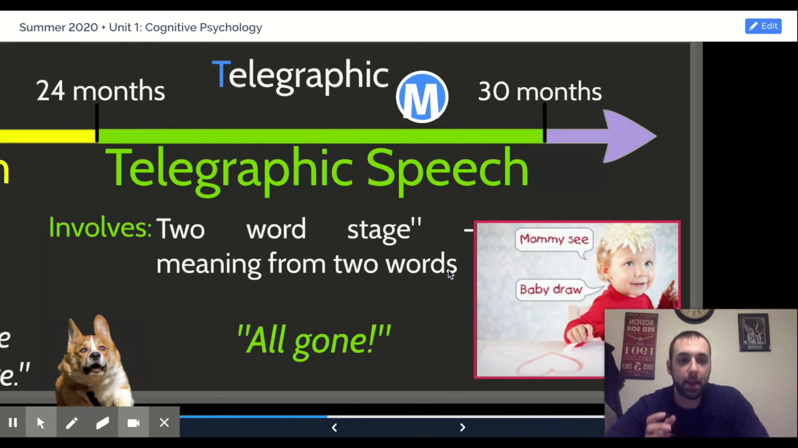All of a sudden, being able to group two words together makes what they are trying to communicate much more sophisticated. So we differentiate it from the previous stage. Once a child, though, hits about 2.5 years, their language is going to blossom incredibly for the remainder of their childhood.